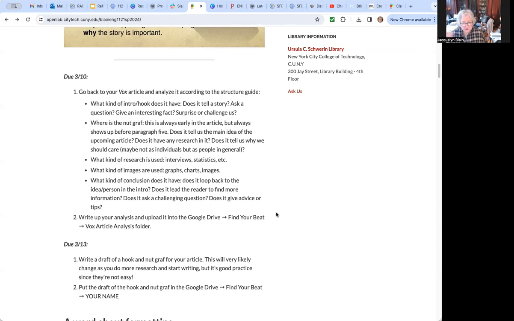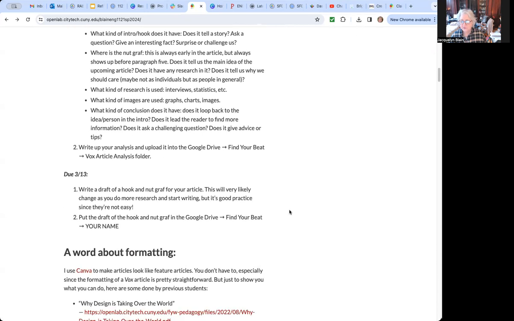It's just to go back and look at the structure and analyze your Vox piece and see how it's put together. Then for next week, write a draft of a hook and a nut graph for your article. Now, this is just a draft. It's a pretend. It's not the last thing you'll write, probably. It may very well change as you get into the writing.